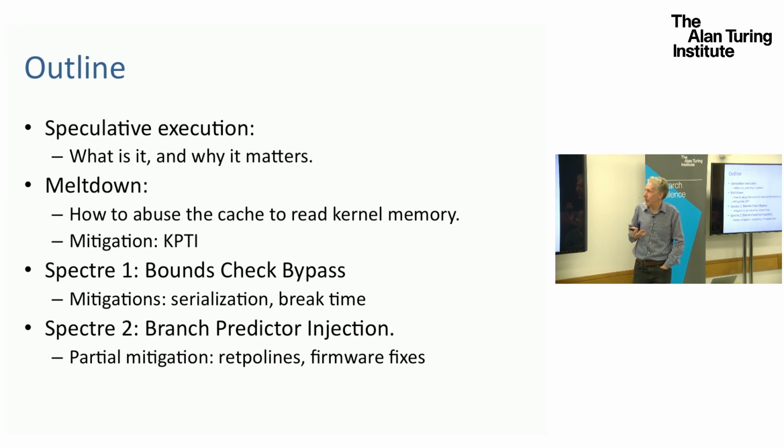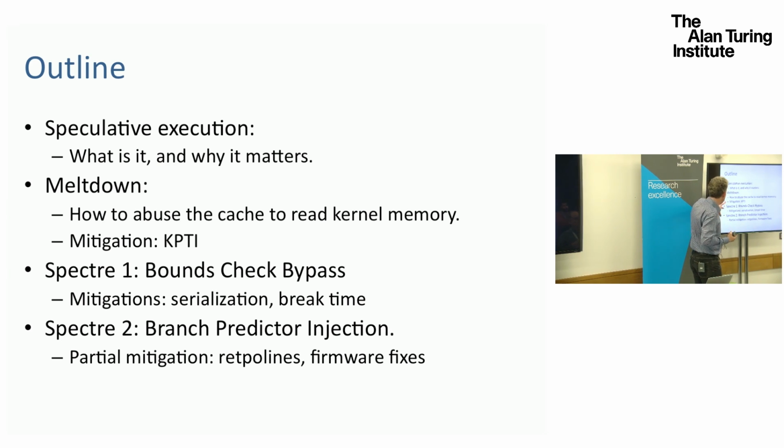But we'll go through quite a lot of detail, and I'll try and make it accessible to you. So first of all, I'm going to talk a bit about speculative execution, which is basically what it is and why your CPU needs to do it. I'll talk a little bit about virtual memory, just enough to understand the Meltdown vulnerability, but no more. And then we'll actually talk about the 3 vulnerabilities.